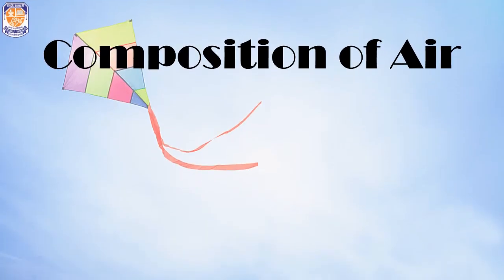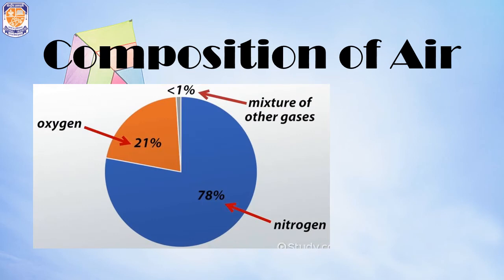Now coming to the last topic of the day, that is the composition of air. The composition of air means what the air is made up of. We all know that air is a mixture of gases. So it contains a mixture of different types of gases that are 78% nitrogen, 21% oxygen, and the remaining 1% consists of other gases.